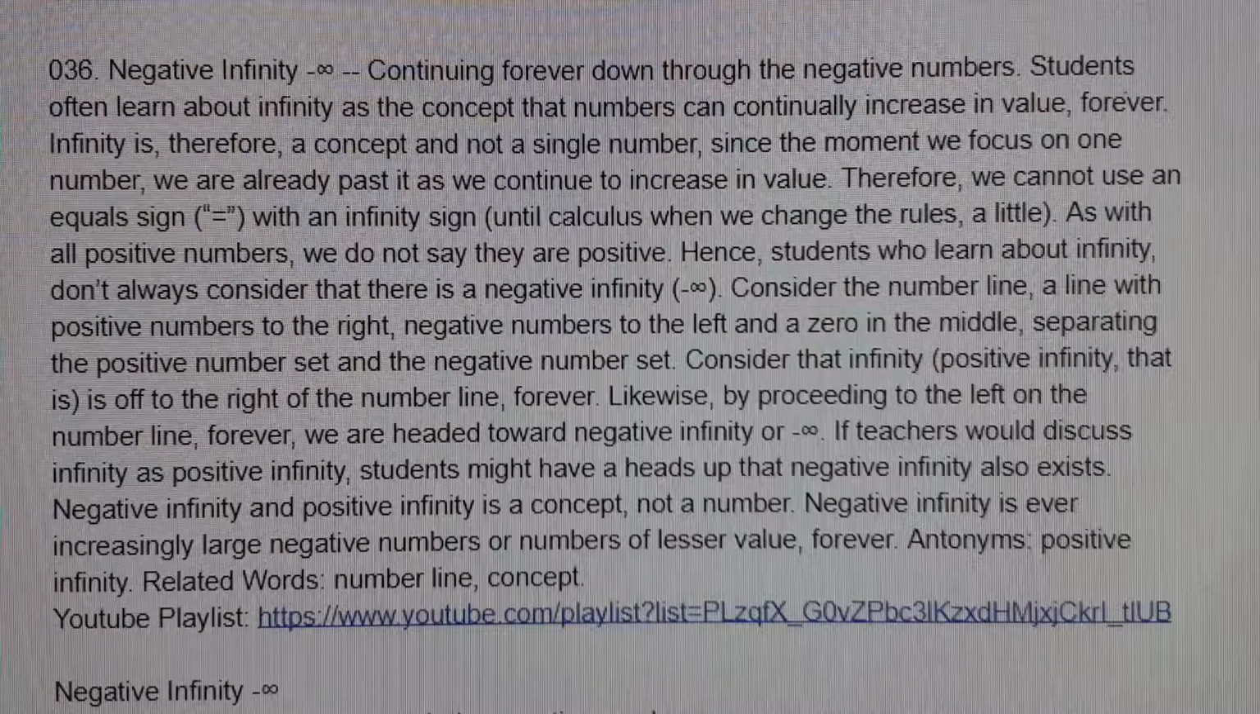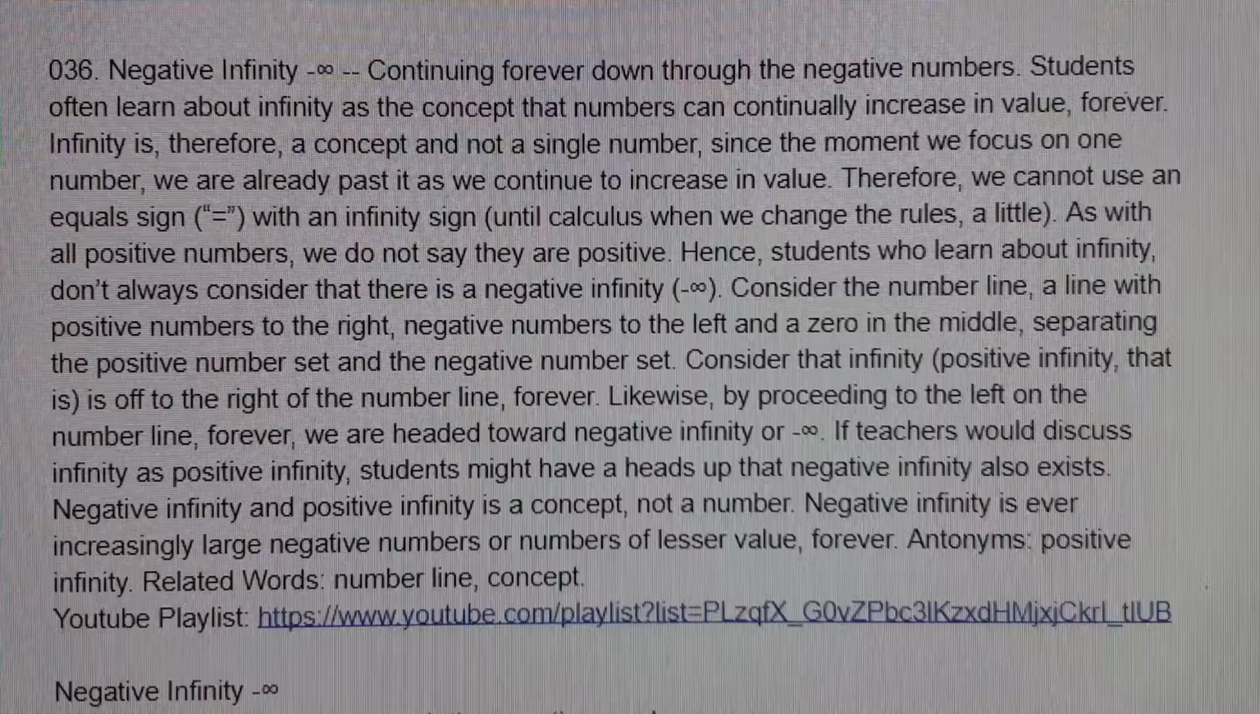Antonyms: positive infinity. Related words: number line, concept.